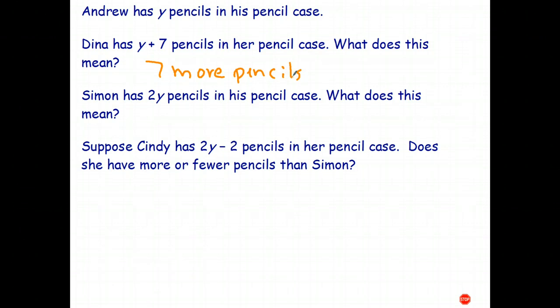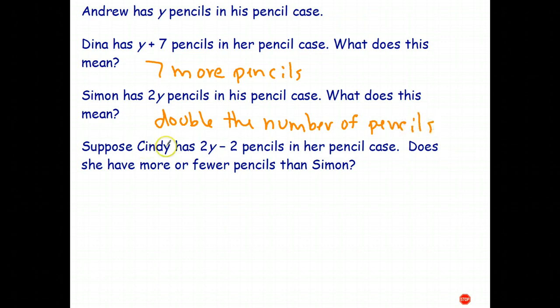Simon has 2Y pencils in his pencil case. Well, if Andrew has Y and Simon has 2Y, he has double the number of pencils. And finally, Cindy has 2Y take 2 pencils in her pencil case, and Simon has 2Y pencils in his pencil case. Does she have more or fewer pencils than Simon? Well, if you compare 2Y and 2Y minus 2, she has 2 fewer, because you're subtracting 2 from the number of pencils that Simon had.